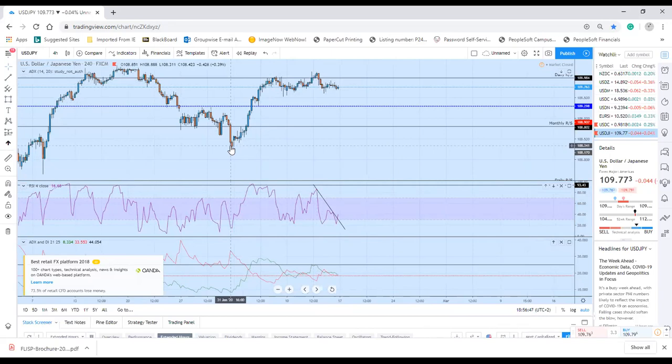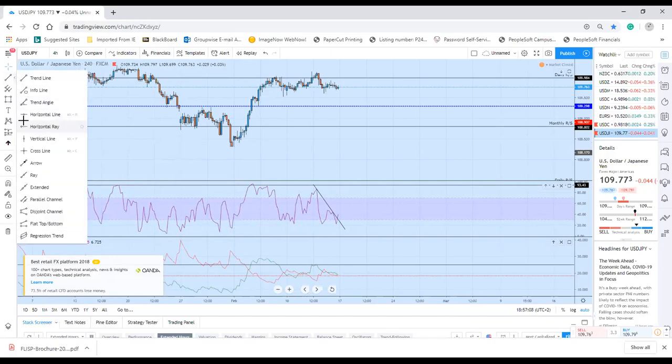From, let me see, from the price 108.500 to the price 109.500. That's 1,000 pips. From 108.500 to 109.500.